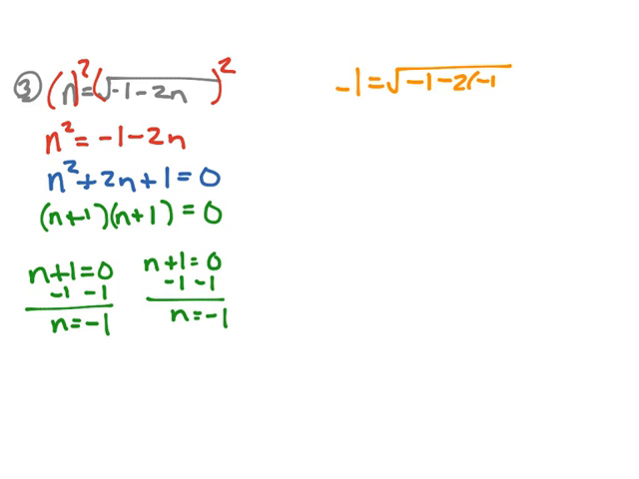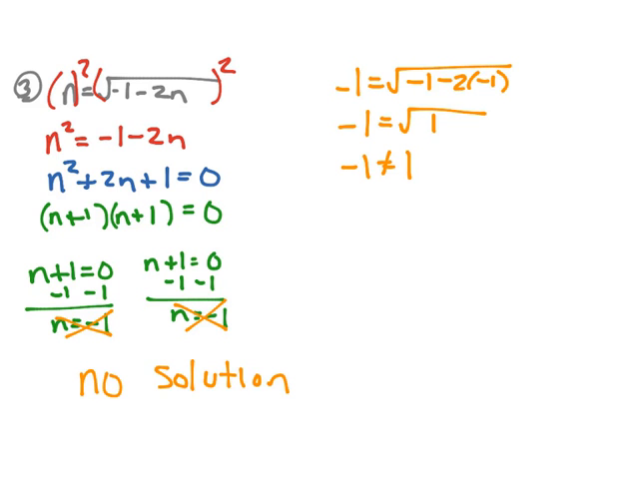Alright, so there it is, plugged in. The first thing I'm going to do is subtract: negative 1 minus 2 times a negative 1, which gives me a 1. And the square root of 1 is 1. Question is, is negative 1 equal to 1? Well, of course not. These are not equal to each other, which means that negative 1 is not a solution. And if that's not a solution, obviously this is not going to be a solution either. So in this particular case, there is no solution to this equation here.